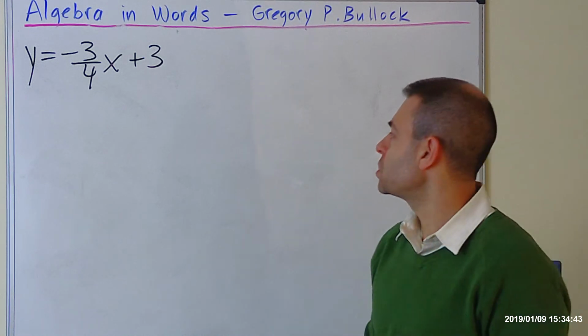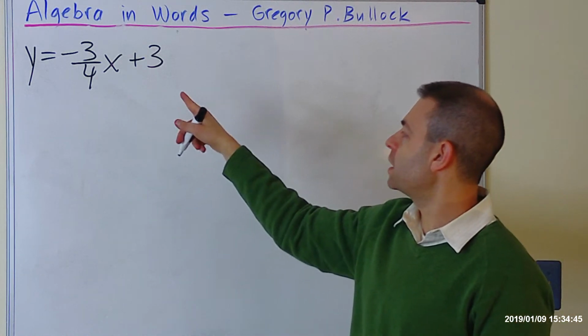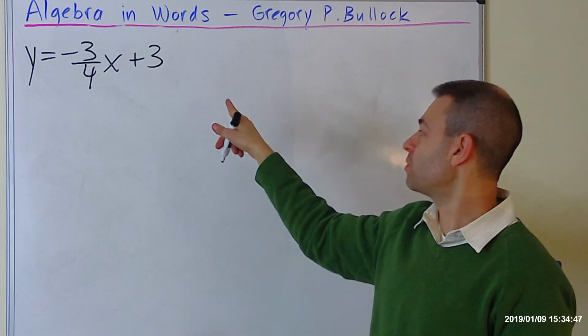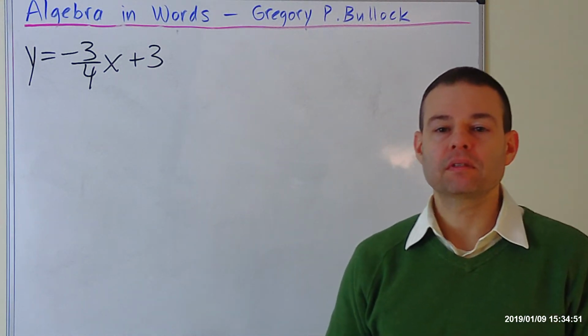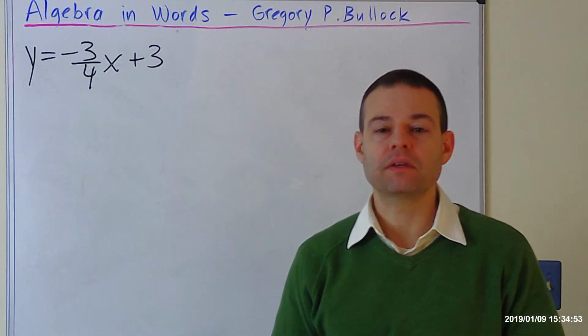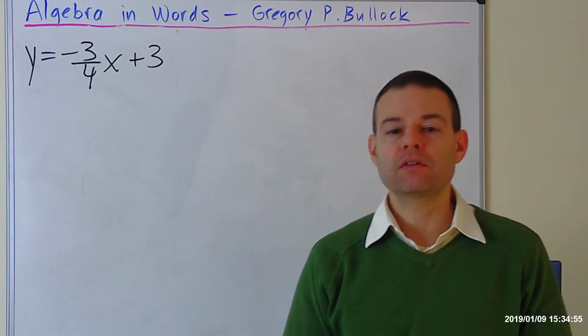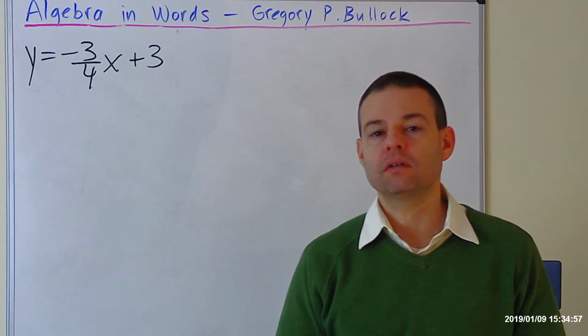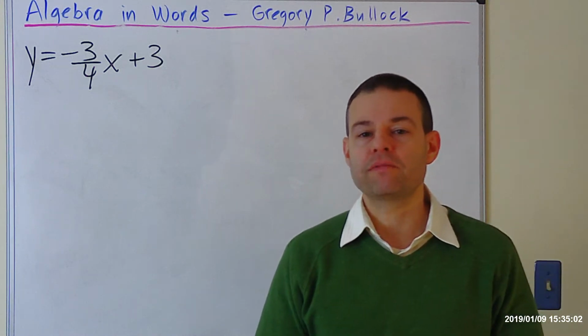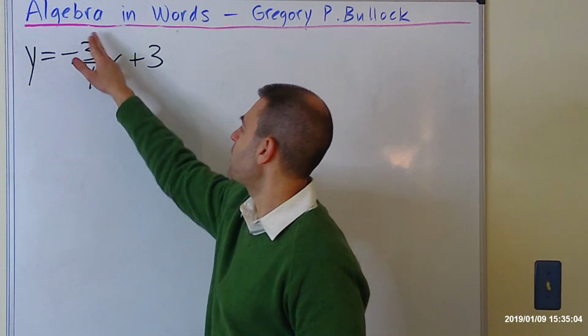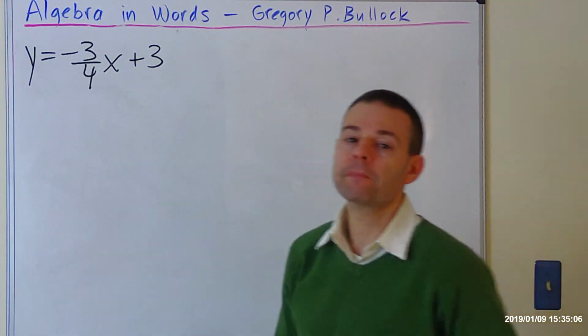I put another equation up. Y equals negative 3/4 x plus 3. Before we go into graphing, and we're going to use a different method this time, let's again analyze the equation. Is this slope-intercept formula, or is this a different form? Is this standard form? No, it's the slope-intercept form. Okay, y equals mx plus b.